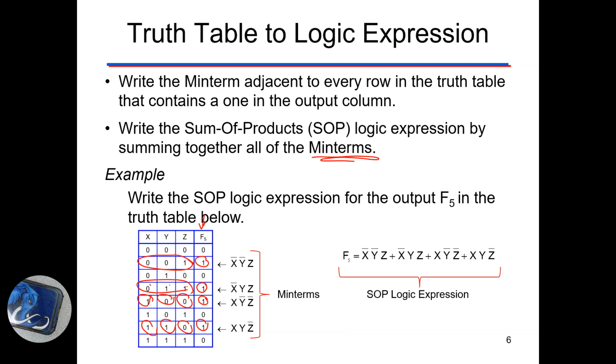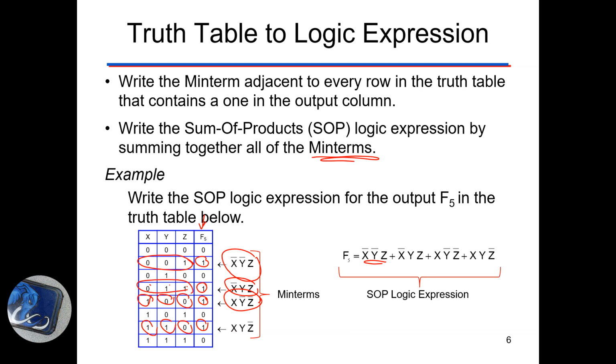So over here you have the first minterm, which is X naught, Y naught, Z naught, plus X naught, Y, Z, plus X, Y, Z, Y naught, Z naught, plus X, Y, Z naught. And that's your logic expression. Y'all get that? So you find your minterms, you add them together. That's your logic expression. Really simple.